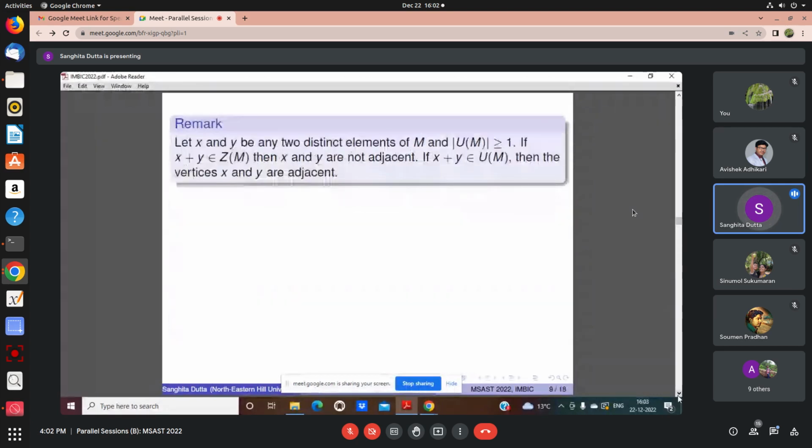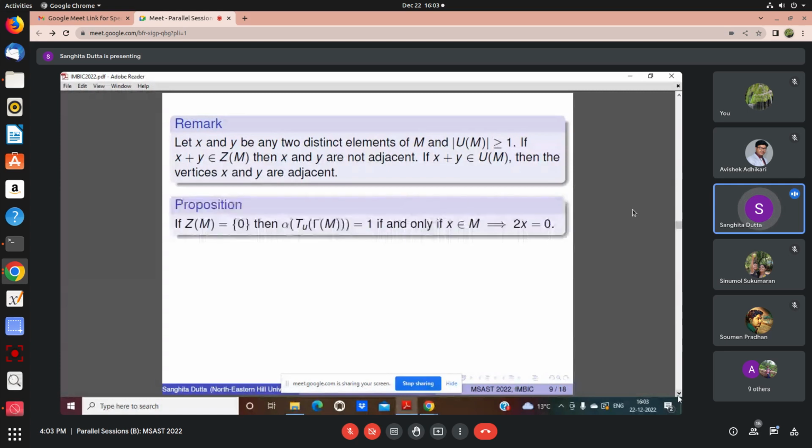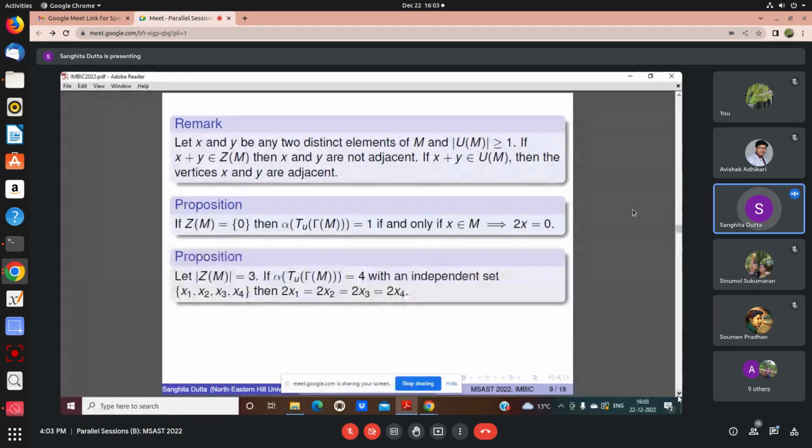We observe that if x and y are two distinct elements of M and the cardinality of M is greater than or equal to 1, then if x plus y belongs to Zm, x and y are not adjacent, whereas if x plus y belongs to Um, then x and y are adjacent. Next proposition: if Zm is 0, then alpha of Tu gamma M is 1 if and only if for every x belonging to M, 2x belongs to 0.